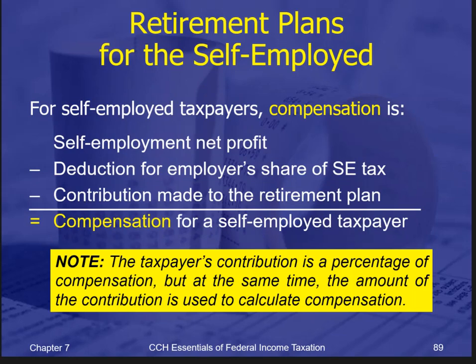How do you calculate compensation for your self-employed? Well, first of all, you take self-employment net profit off the Schedule C, subtract your deductions, then you subtract your deduction for the employee share of self-employment tax. That's that 1/2 that you're going to carry over to the 1040, and then you have to subtract the contribution to get your compensation. Well, the taxpayer's contribution is a percentage of compensation, but at the same time, that contribution is used to calculate compensation. So how do you do that? You have to use some lovely algebraic terms and reorder things in order to make this calculation work.